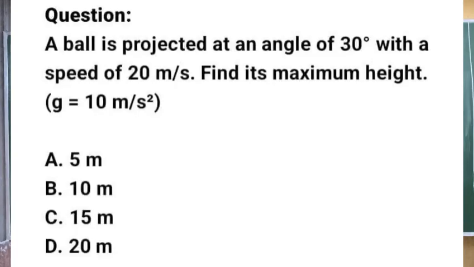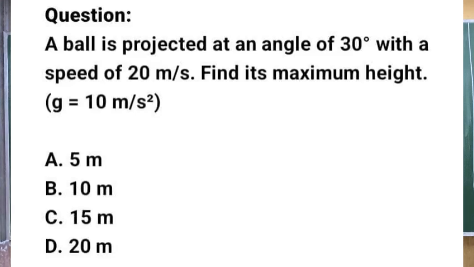Now question 4. This question is on projectile. It says a ball is projected at an angle of 30 degrees with a speed of 20 meters per second. They say find its maximum height. They gave us gravity g to be 10 meters per second squared. Option A says 5 meters. Option B 10 meters. Option C 15 meters. And option D 20 meters.